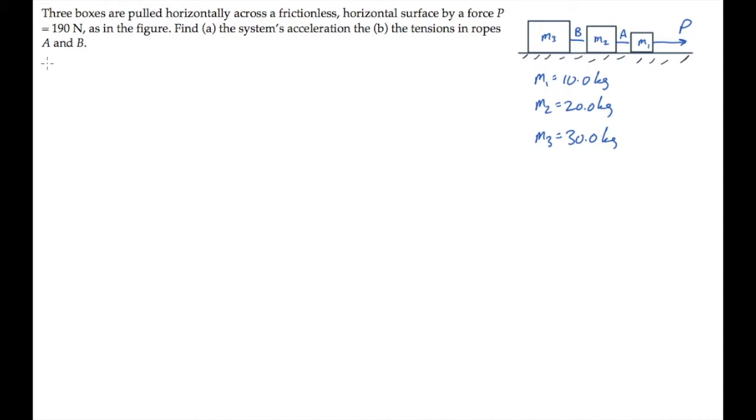This problem gives us a system of 3 boxes and a pulling force, and we're asked to find the acceleration of the whole system and the tensions in the 2 ropes A and B. Let's start by drawing 4 free body diagrams, one for each of the boxes individually, and then a 4th one for the system as a whole.